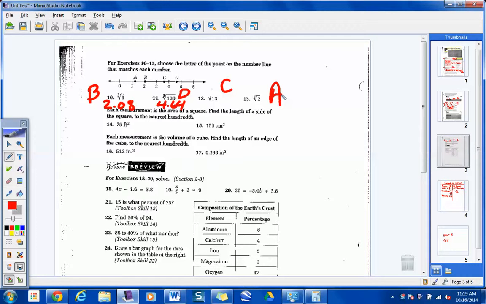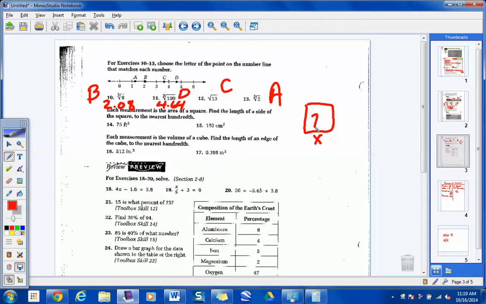Guys, last part. It says each measurement is the area of a what? For 14 and 15. Square. What happens here is you have squares. What's true about the lengths of each side of a square? They are the same. If they say here's an area right here and they want the length of this side, they want to know what the length of the side is.